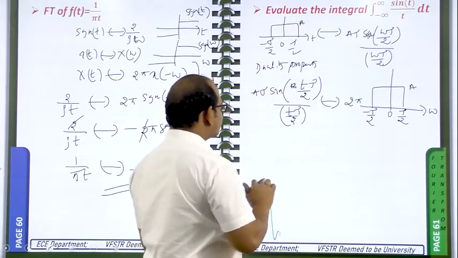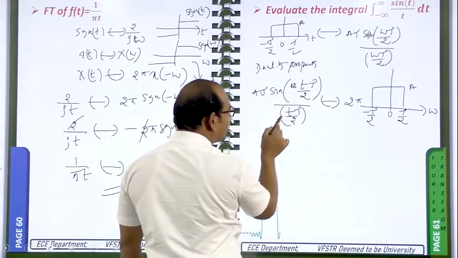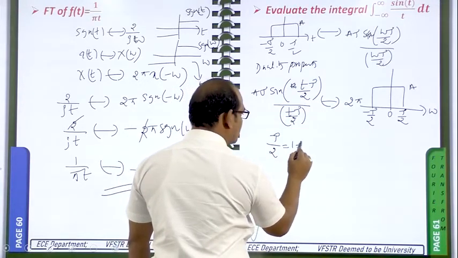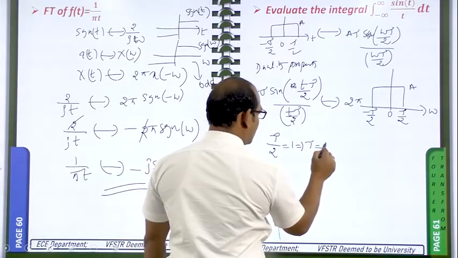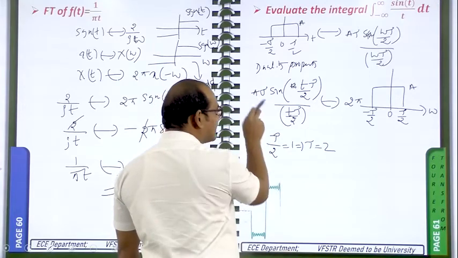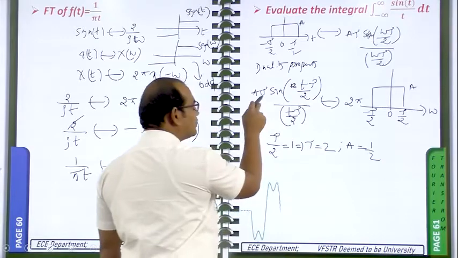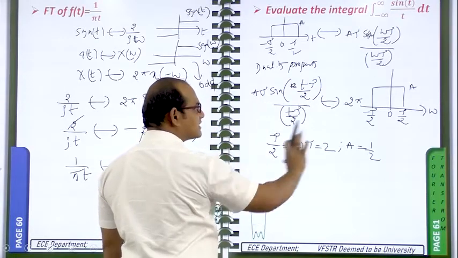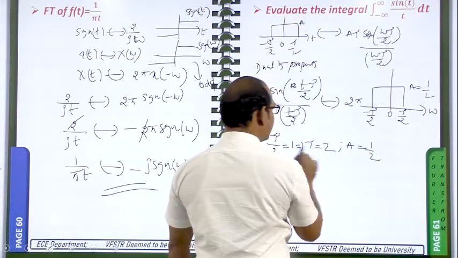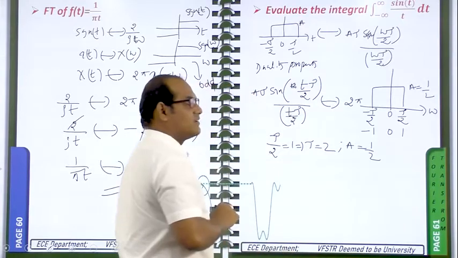Okay. Then here sin t by t is there. So it is already sin t by t. That means this tau by 2 value should be 1. Tau by 2 is equal to 1, that means tau is equal to 2. In order to make A tau equal to 1, A is equal to 1 by 2 we have to take. So 1 by 2 into 2 will become 1. So A is equal to 1 by 2 and tau by 2 is equal to 1 only. So that means it is from minus 1 to plus 1. In this way it will be available.